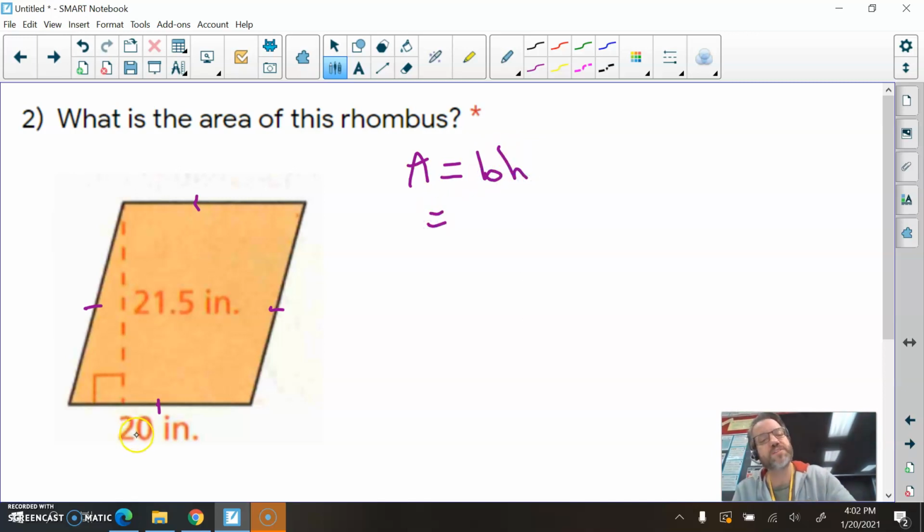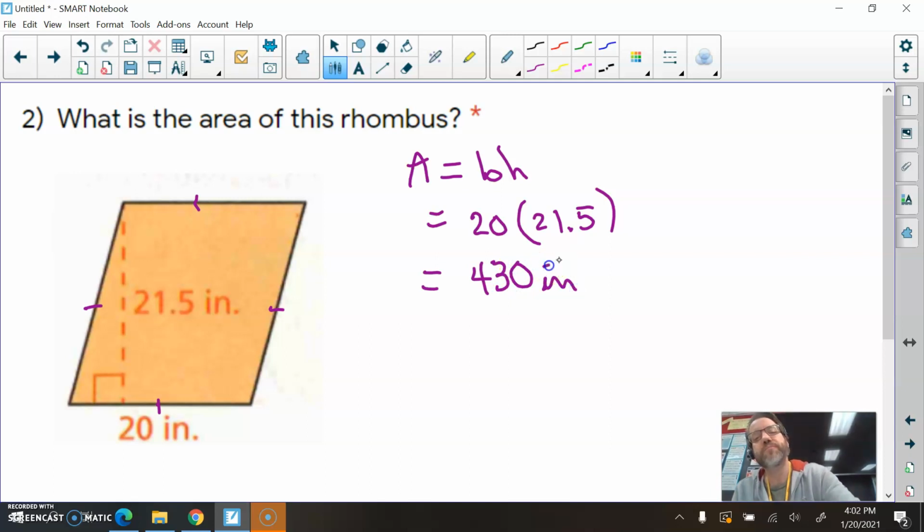So here our base is 20 inches. And we multiply that by our height, which is 21.5 inches. And so then we just go ahead and multiply those together, and then what do we get here? We get 430 square inches. Yeah, 430 square inches would be our answer.